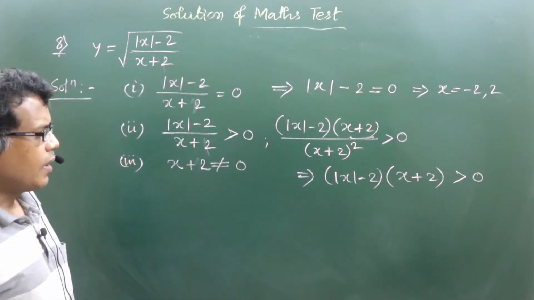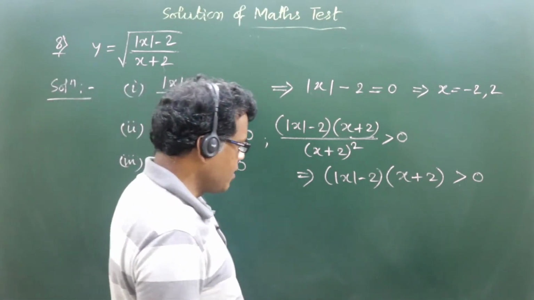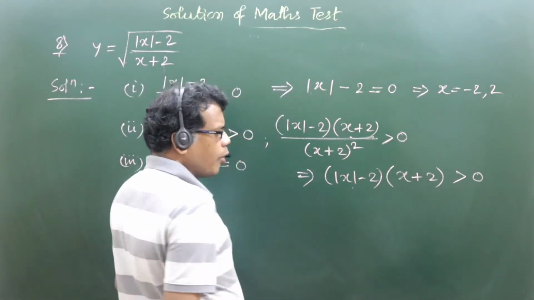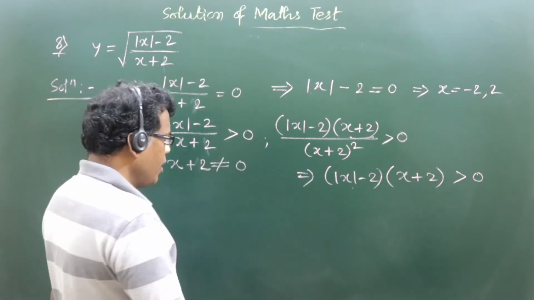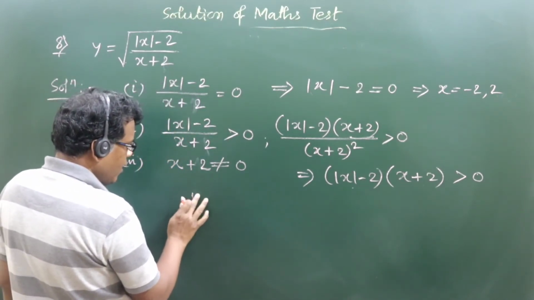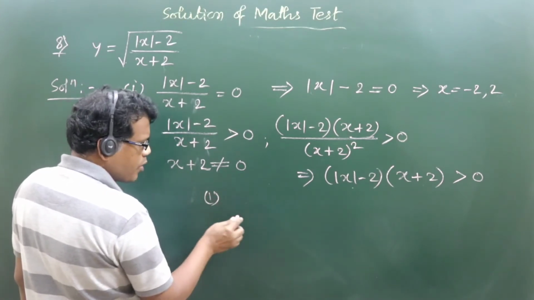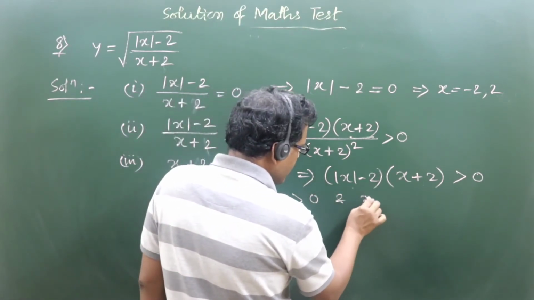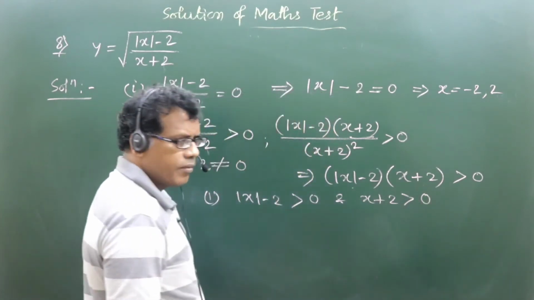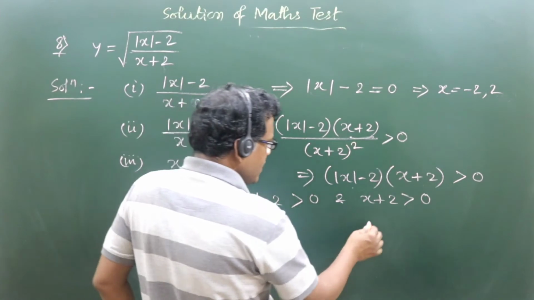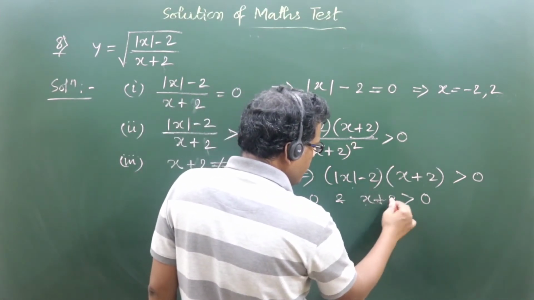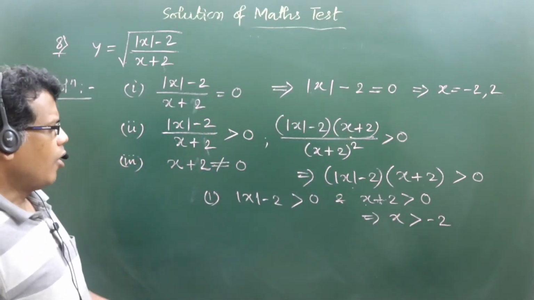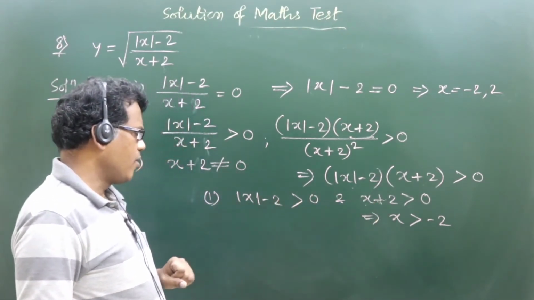Okay. Now there are two conditions that we need to think about. When the product of two linear factors is positive, both are positive or both are negative. So if I take the first option, where mod of x minus 2 is positive, then obviously the corresponding x plus 2 needs to be positive. Getting me? So in this case, x plus 2 greater than 0 implies that x is greater than minus 2. To make one factor positive, the other factor also needs to be positive.